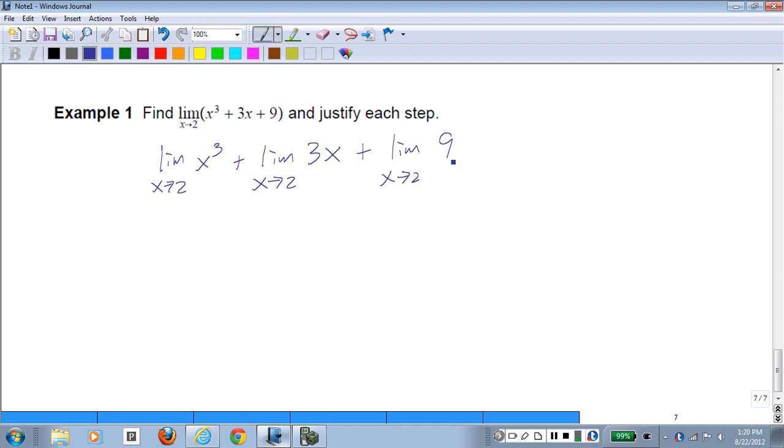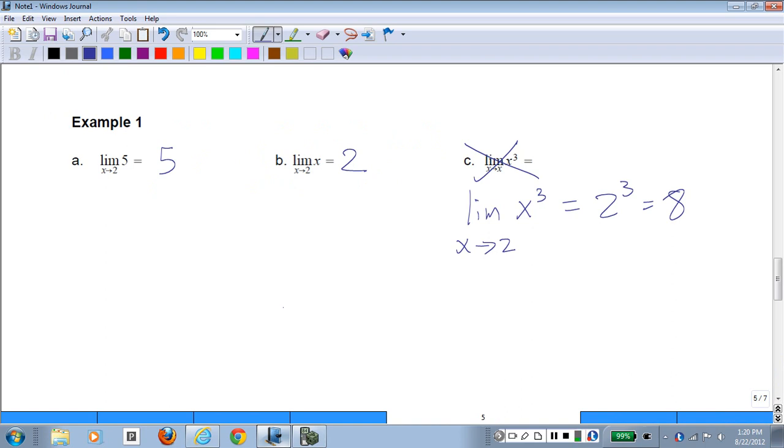Now at this point we can actually take the 2 and substitute it for x. In fact, we did that very problem, didn't we, at the top of the page? Where was that? Was it there? Yeah, there it is. Let's not do it that way.